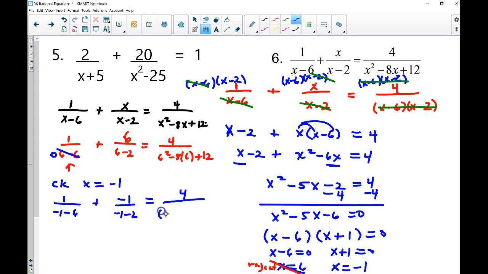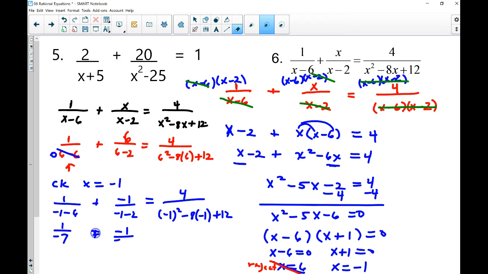Just be careful when you check, because sometimes students make mistakes in the check and they reject something they shouldn't. So remember to square your negative. Well, that's a plus. Hold on. Let me get that eraser out. Whoop. Guess I didn't do a good job getting that eraser out.